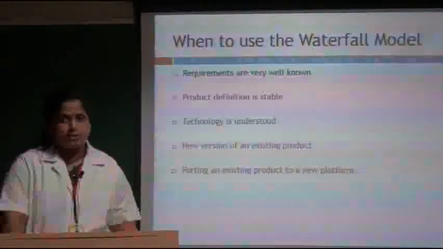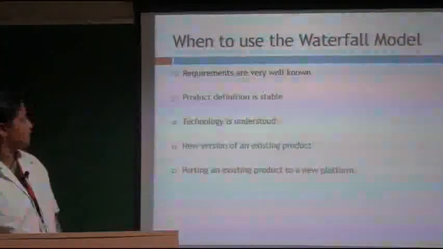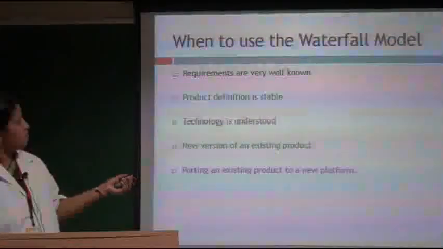And here the technology should be understood, the product definition should be stable, and the requirements should be well known. Then only this model is suitable.